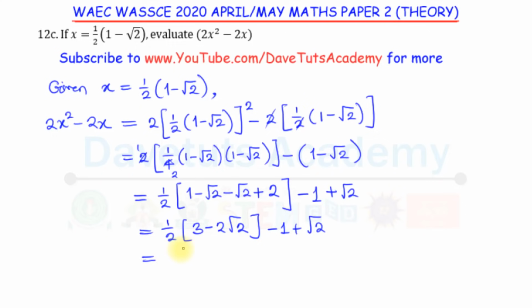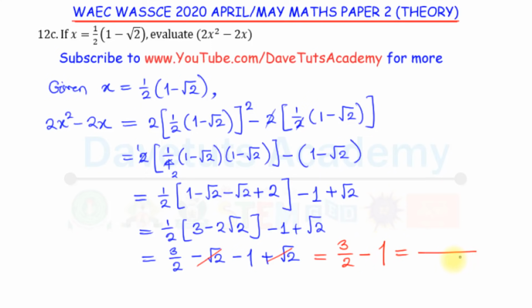So if we want to expand, half times 3 will be 3 over 2. Half times 2 root 2, these 2 and these 2 will cut, so we have minus root 2. Then we have here minus 1. Then we have plus root 2. Look at this, minus root 2 plus root 2, those will cut out. So we have 3 over 2 minus 1.